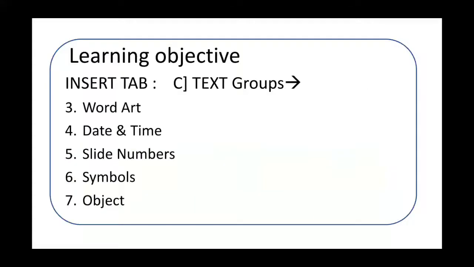Today we are discussing the topics from the Insert tab in the text group, the different options: word art, date and time, slide numbers, symbols, and object. Last class, from the Insert tab in the text group, we discussed how to insert a text box and header and footer. The remaining seven options in that text group are what we are discussing: word art, date and time, slide numbers, symbols, and object.